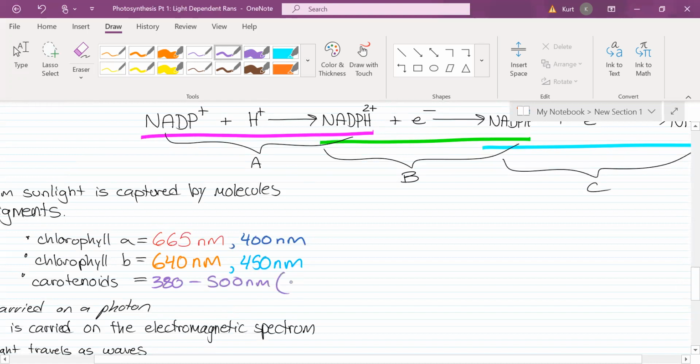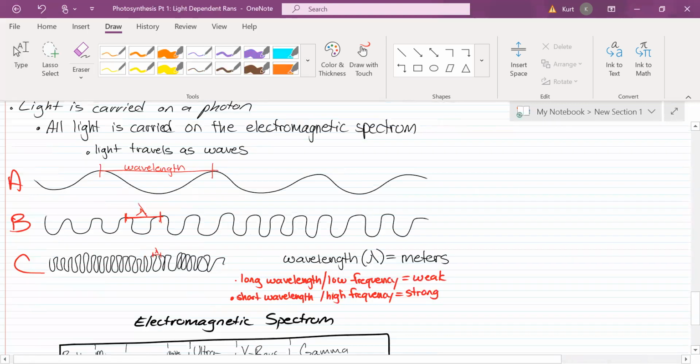If you want to know what colors those are, that's going to be green, blue, indigo, and violet. Here's why I think this is pretty cool. Here's something that you may have never known before. Not everything you have to learn in this class is going to be on the test.